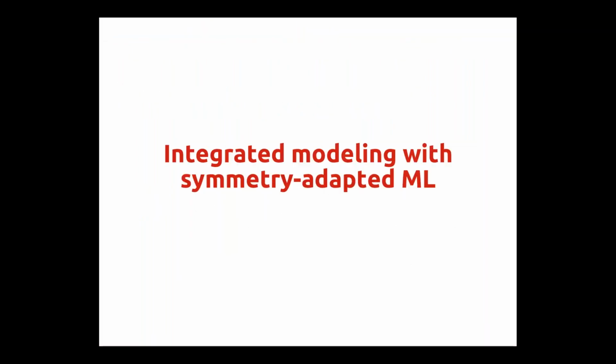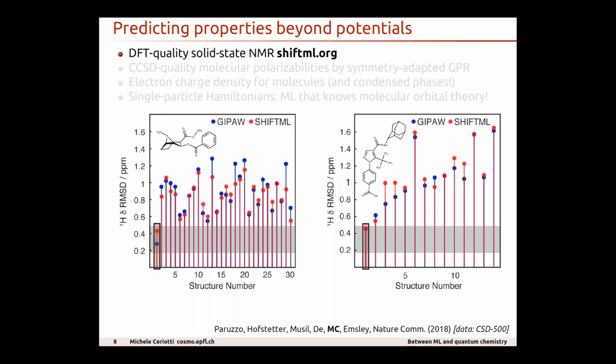So what can you do once you have incorporated all these symmetry and physics-related requirements into your model? Essentially, what I think you can do, and what I think you should do, is go all in, and not use your machine learning model only as a replacement for the interatomic potential, but use it as a replacement for any property that can be predicted with quantum chemistry.